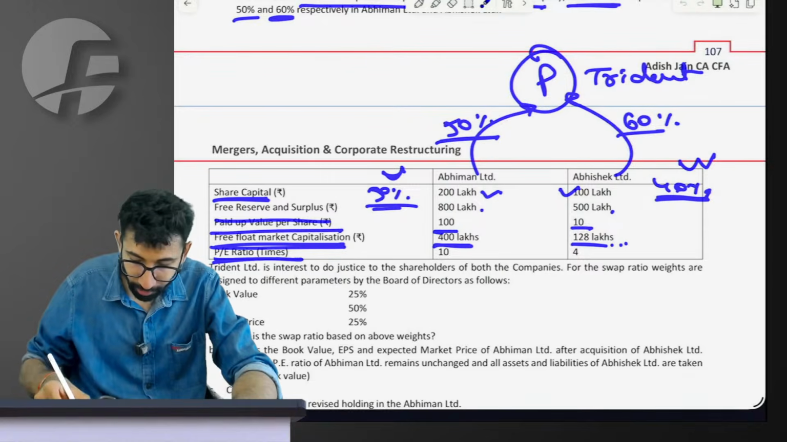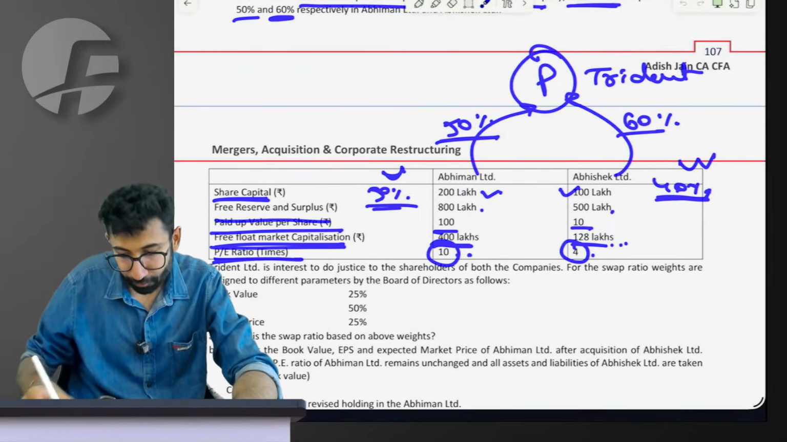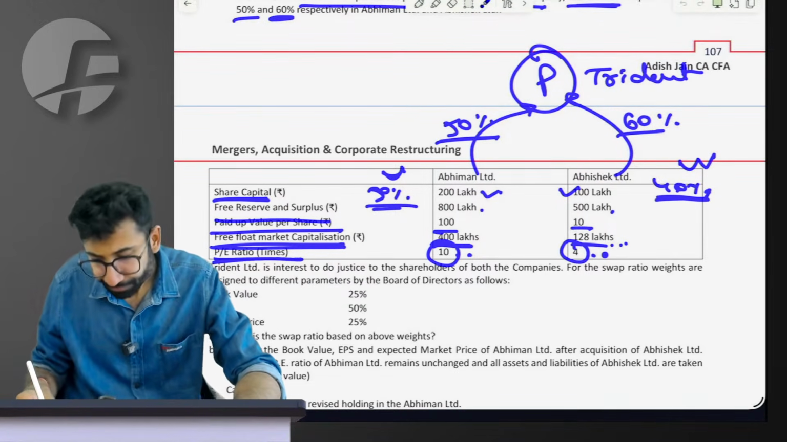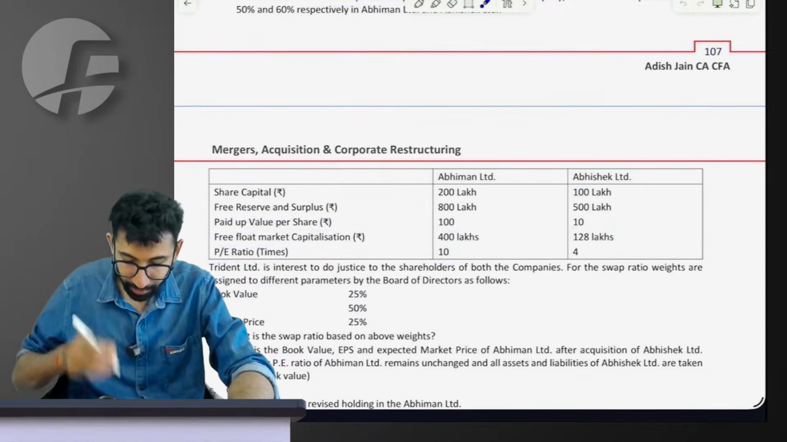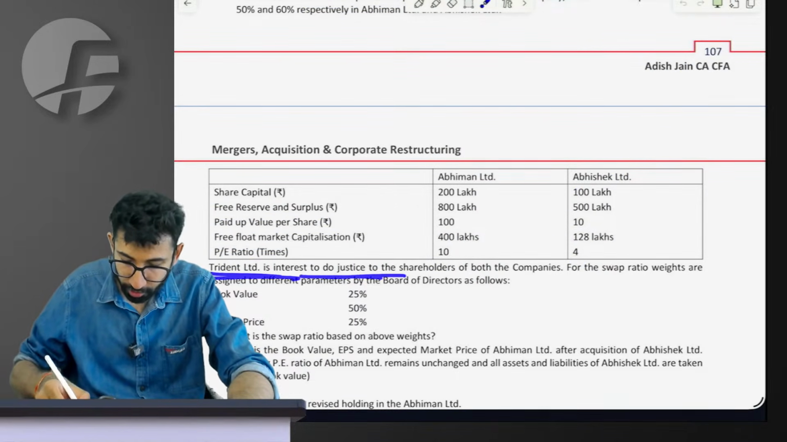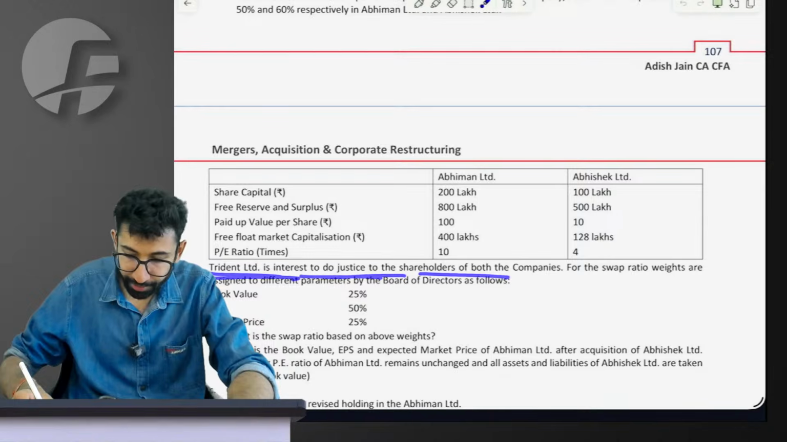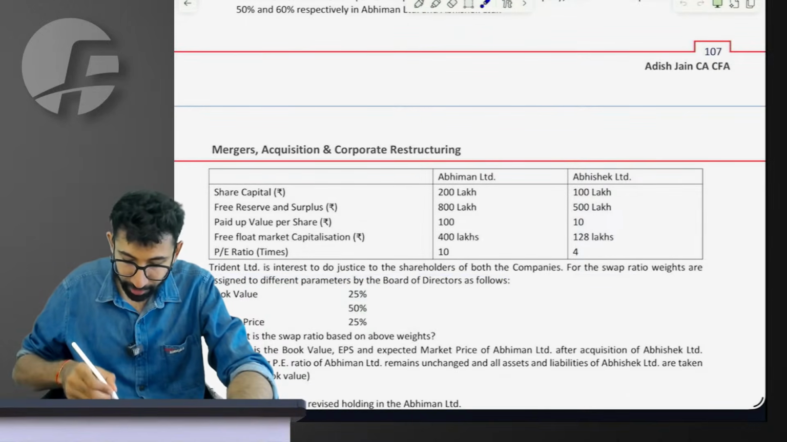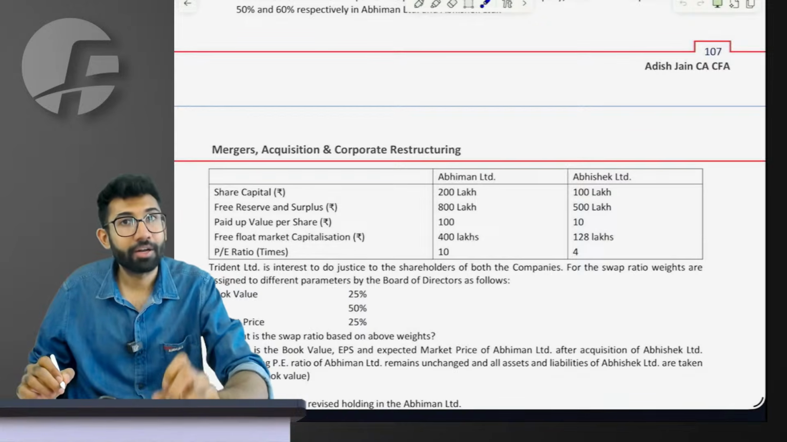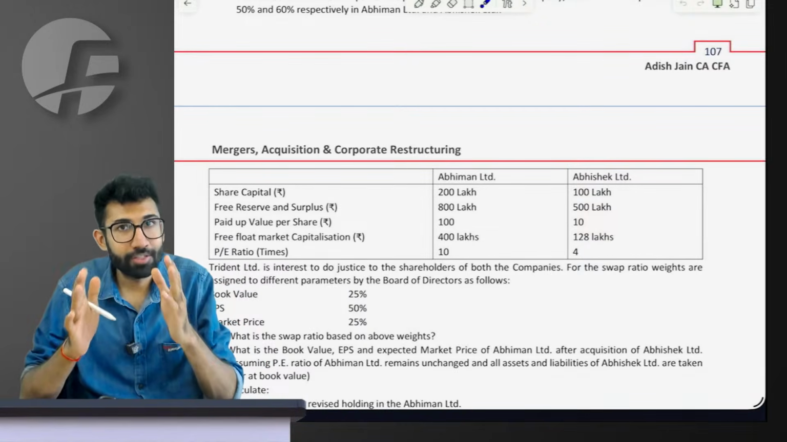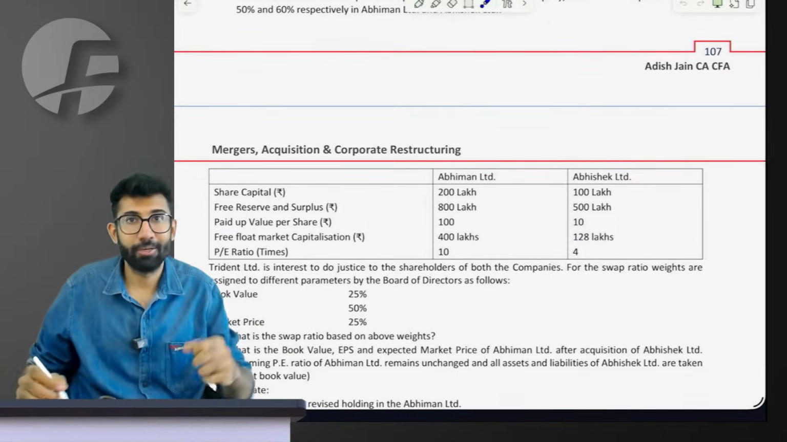And the P/E ratio of the company has been given as 10 and 4 times. That has also been given. Trident is interested in doing justice to the shareholders of both the companies. For the swap ratio, weights are assigned to different parameters by the board of directors. What this question will try to teach you is to find an exchange ratio based on multiple parameters.